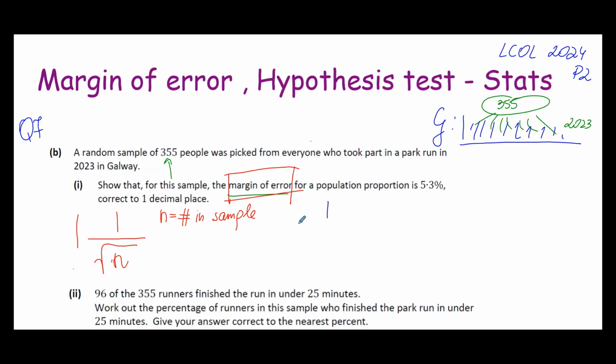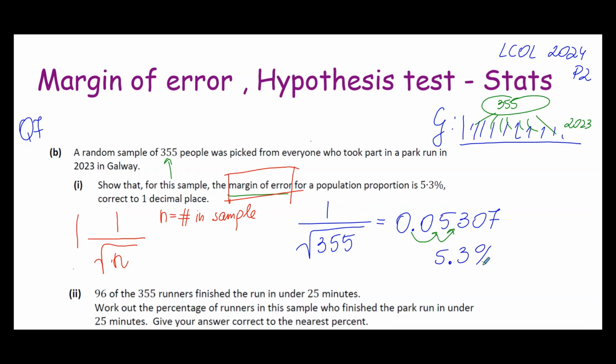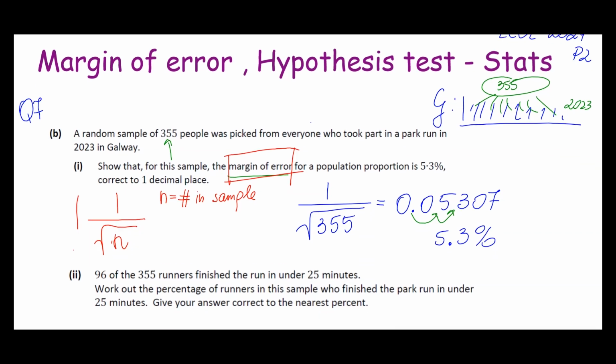So in this case, it's 1 divided by the square root of the number of people in the sample, in this case 355, and we put that in the calculator, we press equal, that gives a decimal, and then we change that decimal to a percentage. We move the decimal point 2 places, so we multiply by 100, and indeed it is 5.3. But that's what I'm saying. Once you see margin of error, that is the formula, and you have to remember it because it's not in your table.